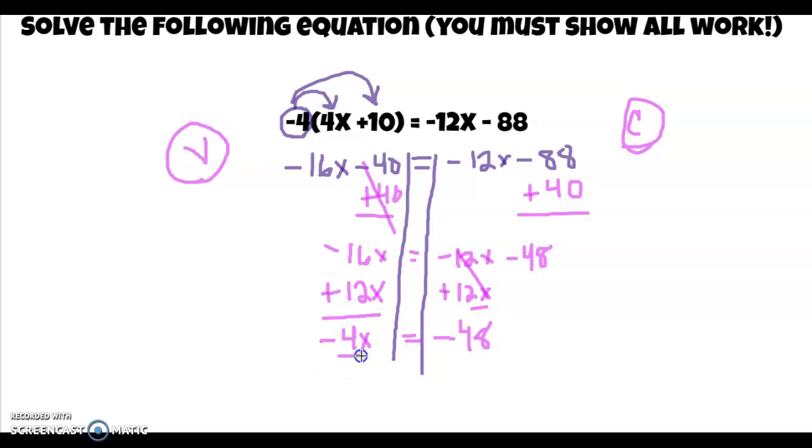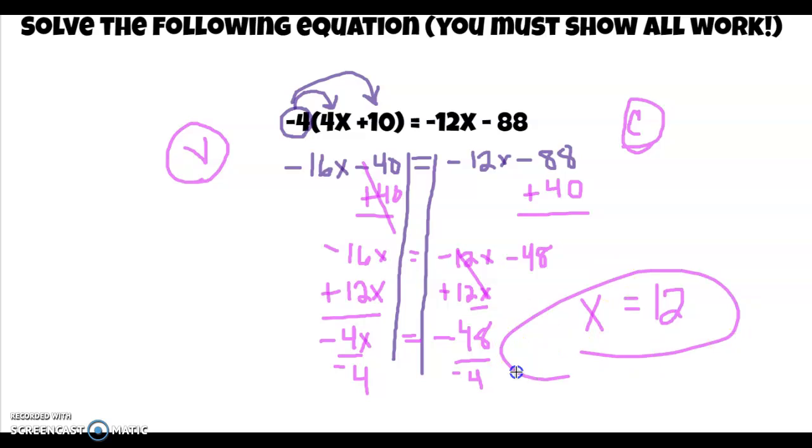Well, now it's just a one-step equation. I divide both sides by -4. And guess what? A negative divided by a negative is a positive. So x is equal to 12. Bam. Good luck with yours.